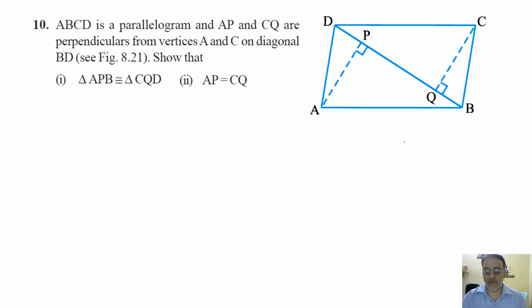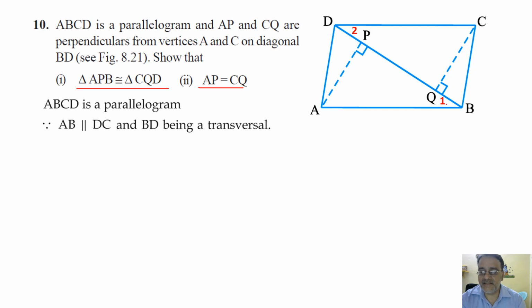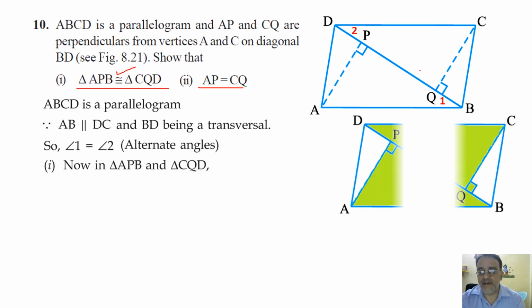No, sir. Okay, now the 10th question. This is also a very good question. ABCD is a parallelogram and AP and CQ are perpendiculars from vertices A and C on diagonal BD. Show that these two triangles are congruent and AP is equal to CQ. First of all, it is given that ABCD is a parallelogram. I have taken these two angles as 1 and 2. So AB is parallel to DC and BD being a transversal, angle 1 is equal to angle 2. Why? Alternate interior angles. Now we are going to take these two triangles, the green ones.